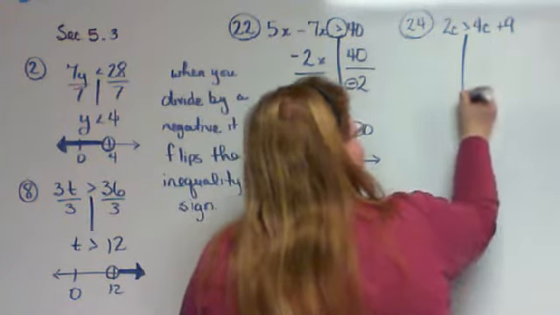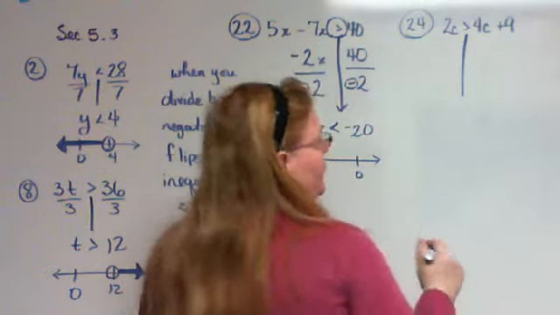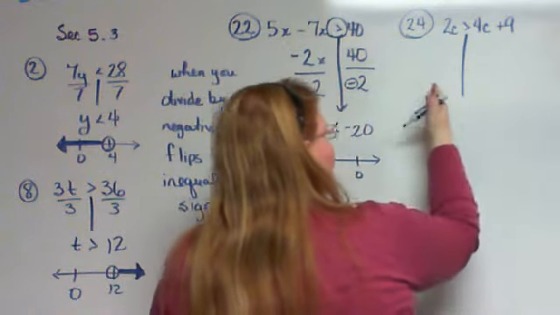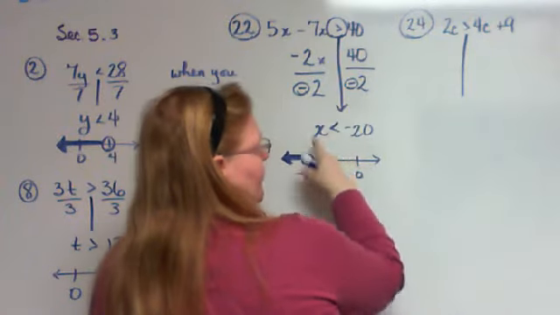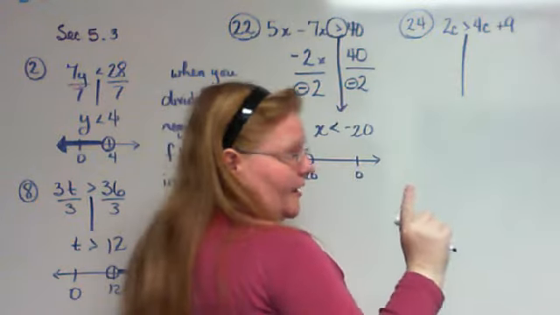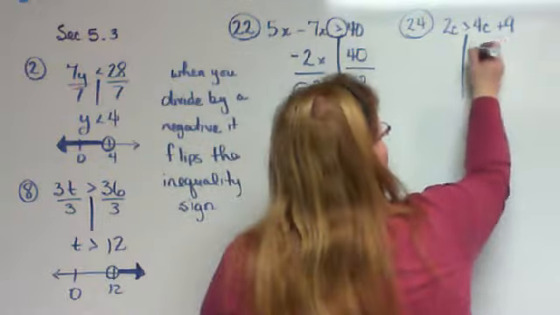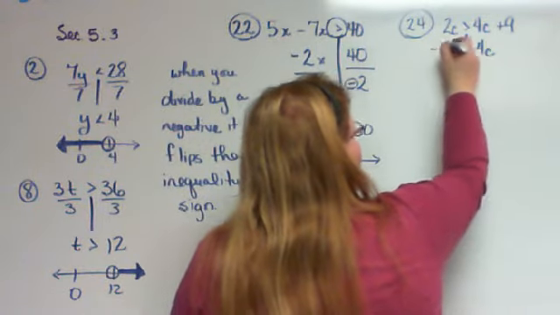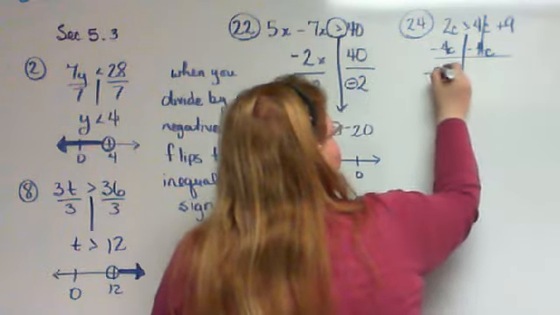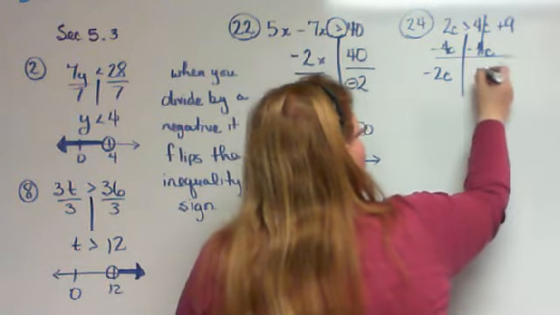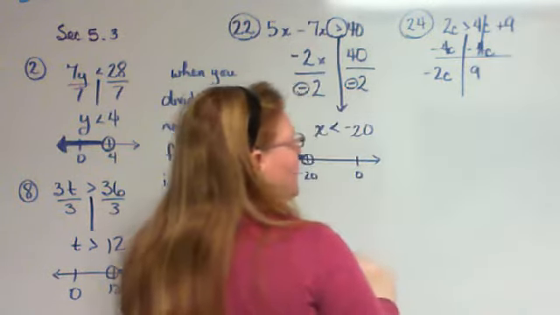Now you need to be careful about problems like number 24. First of all, draw your line so you can tell where the line is. Then make sure your letter is always on the left-hand side. We want it on the left-hand side so we can use our trick. Not on the left-hand side, cannot use the trick. So I'm going to subtract 4c from both sides. That leaves me with negative 2c and 9.